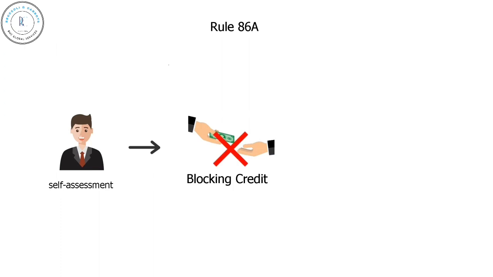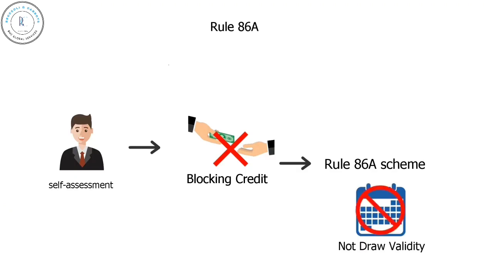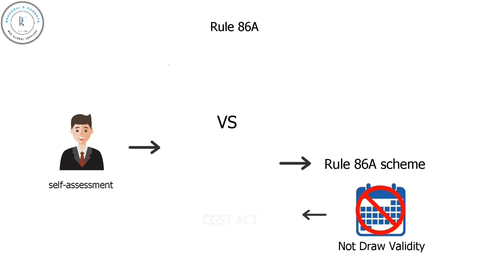Rule 86A is ultra vires to the CGST Act. The Act provides for the provisional taking of credit on a self-assessment basis, and the blocking of credit goes against the scheme of the Act. Rule 86A does not draw validity from any provisions of the CGST Act. The powers prescribed via Rule 86A do not flow from the CGST Act, and hence can be challenged on the ground that it is ultra vires to the CGST Act.